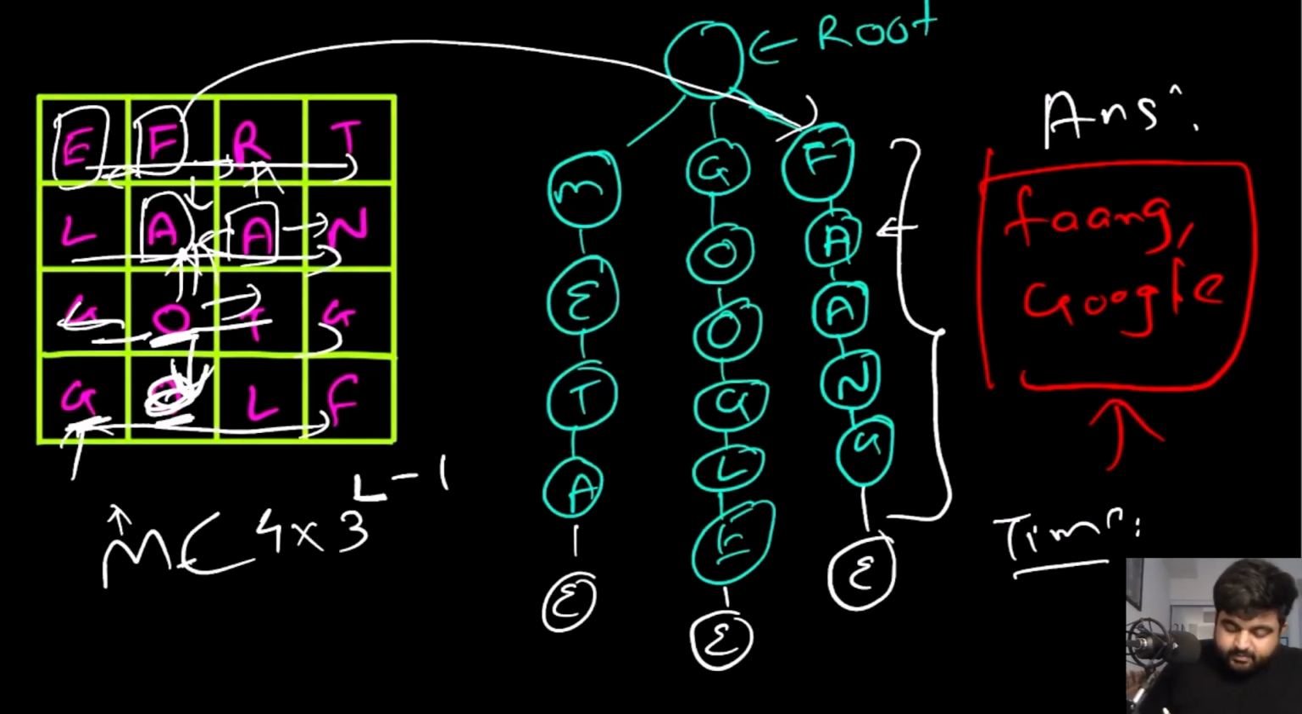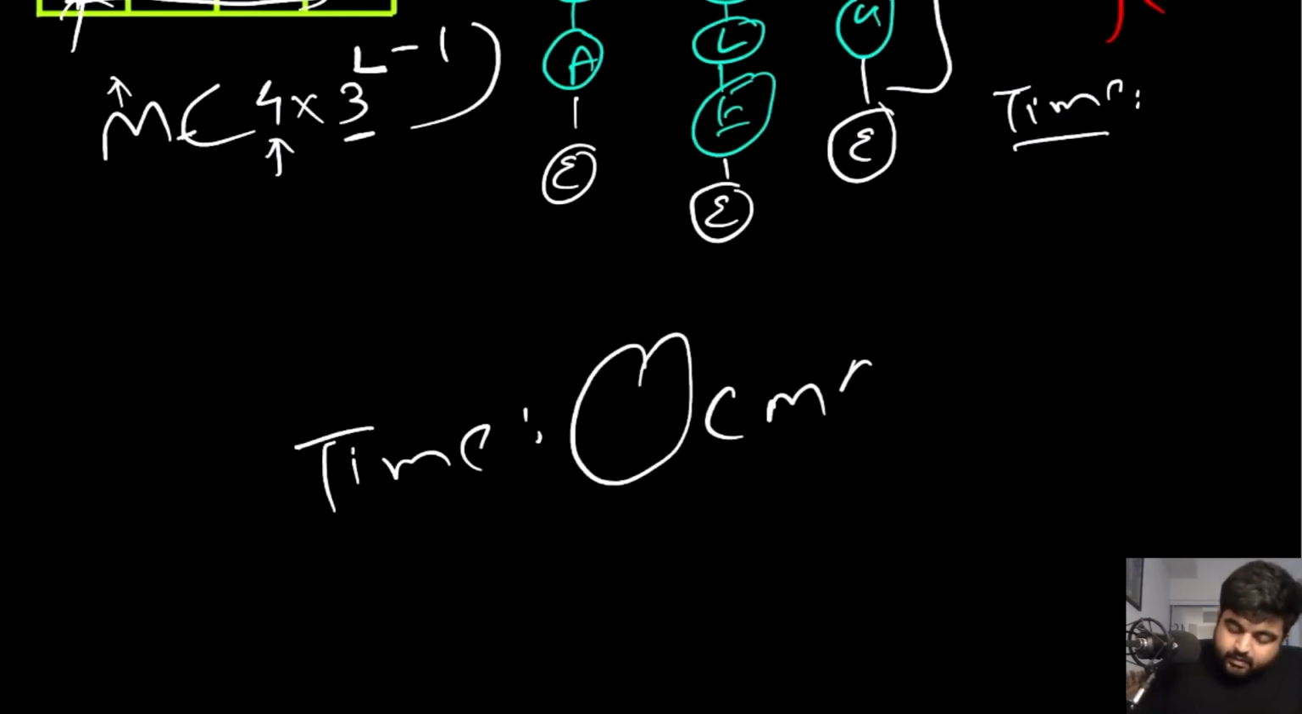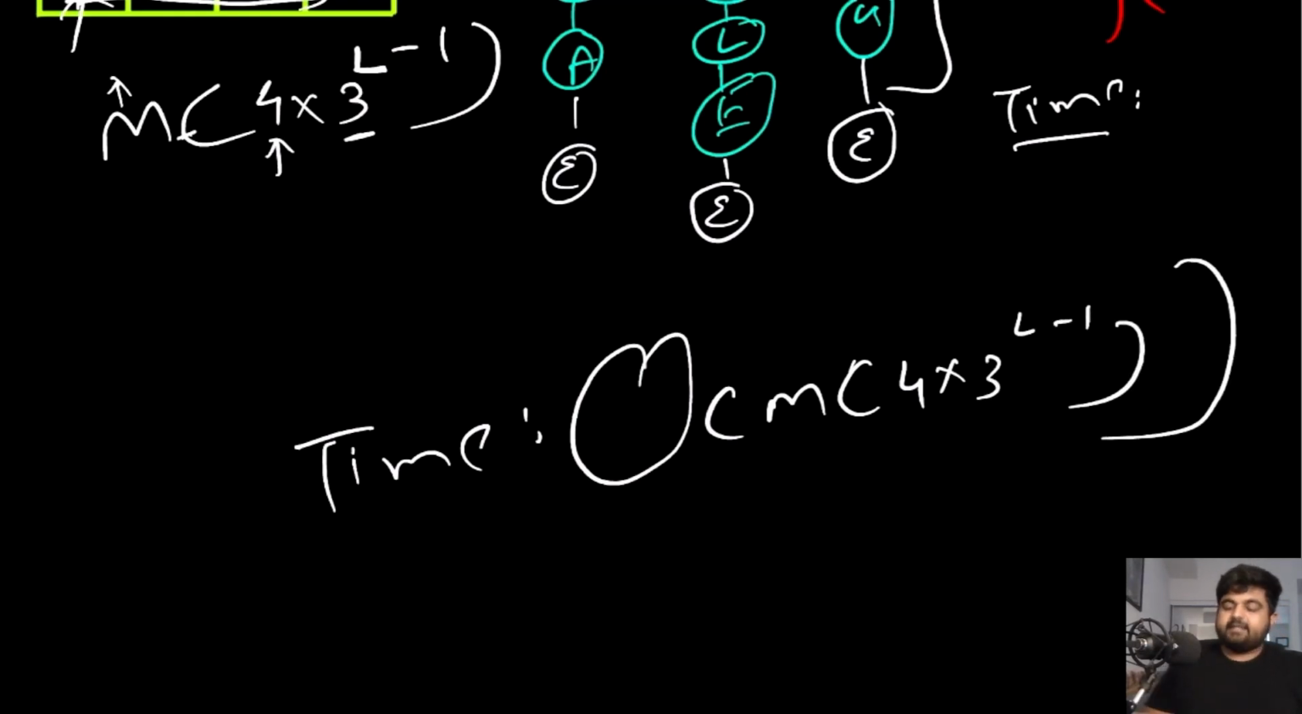And why minus 1? Because for the first character, we are actually looking in the worst case scenario in all four directions, and for all the subsequent length parameters, three. So suppose for this particular Fang, for this F, we might have to look in four directions, and for this A, we only have to look in the remaining three directions because one adjacent cell is already F, so we do not have to look at it. So this is going to be the time complexity. If I write the final time complexity, it's actually going to be big O of m into 4 times 3 to the power of L minus 1, and that is the final time complexity.